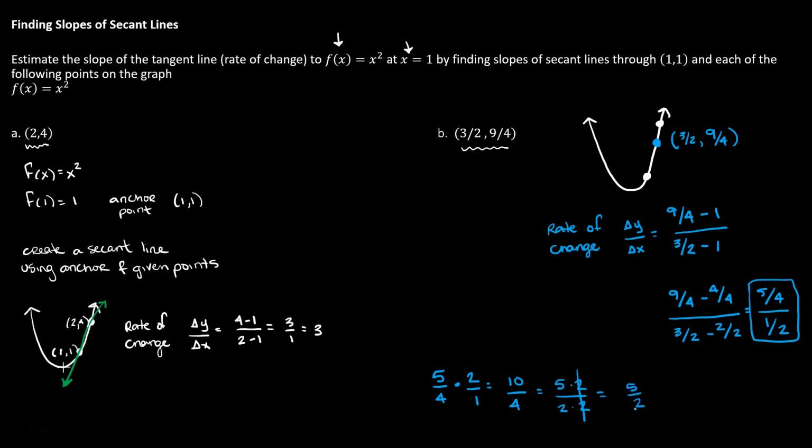Whew, long-winded, right? But here's what I want to point out, that we use the same function in both cases. We use the same anchor point in both cases. We got a different calculation for the rate of change because we used different points to create our secant line. Now the point that was further away is going to give us a worse approximation than the point that was closer. So 3 was one approximation, 5/2 was another approximation, and since the fraction point was closer to our anchor point, that will be the better approximation for the rate of change.